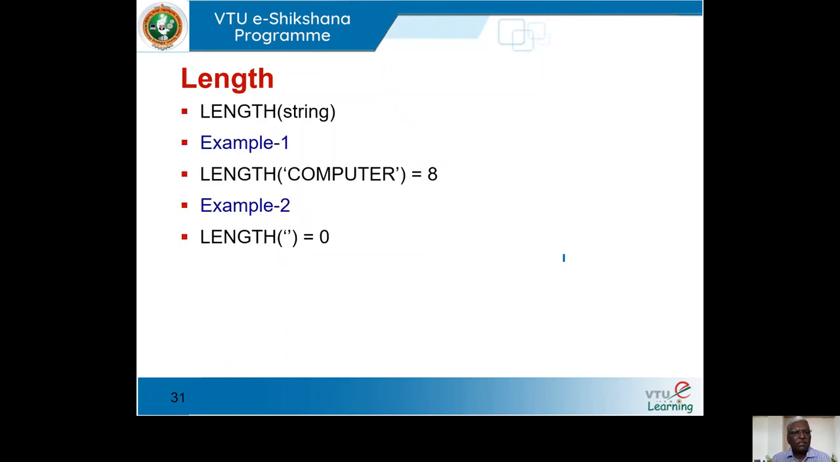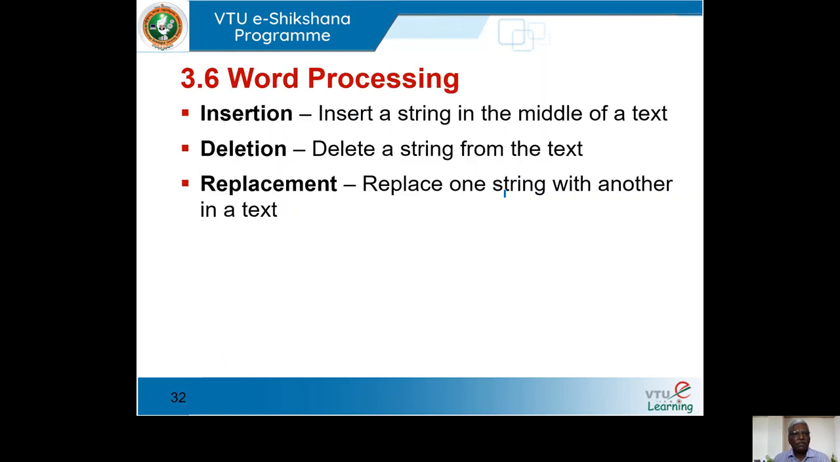Next, length. The length is nothing but the number of characters. For instance, empty is 0. This one, 1, 2, 3, 4, 5, 6, 7, 8. So 8 characters is the length of the string. It won't count the null character, backslash 0, it won't count. So leaving that away, the actual characters, what is the length? In C language, again, you can use strlen, string length, you can get it. So I don't want to waste much time on that.